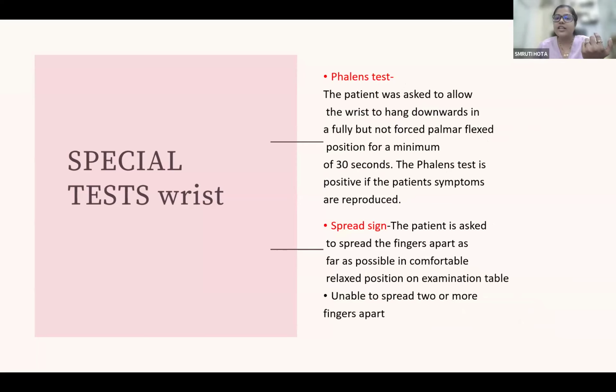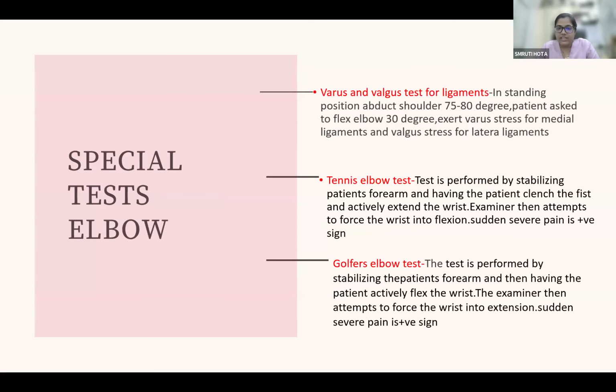Then Phalen's test is the wrist flexion test. What happens here? The patient is asked to allow the wrist to hang downward in a fully but not forced palmar flexed position for a minimum of 30 seconds. It is positive if symptoms are produced. Spread sign: the patient is asked to spread the fingers apart as far as possible in a comfortable relaxed position on the examination table. If the patient is unable to spread 2 or more fingers apart, then it is positive.